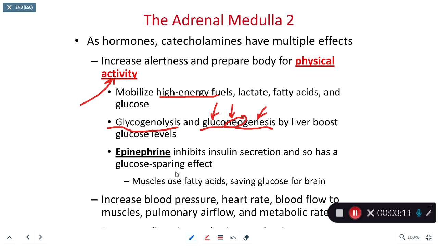So as we have more fuel dumped into the bloodstream, we're getting ready for that physical activity. Epinephrine is going to inhibit insulin secretion. Insulin is a hormone that lowers blood glucose concentrations. So if we have less insulin in the bloodstream, we'll have more glucose in the bloodstream as a result. And epinephrine is going to focus on muscles using fatty acids for a fuel source, so that we have as much sugar as possible for our brains. It's worth emphasizing that epinephrine will mobilize fatty acids into the bloodstream, so they can be used by muscles.